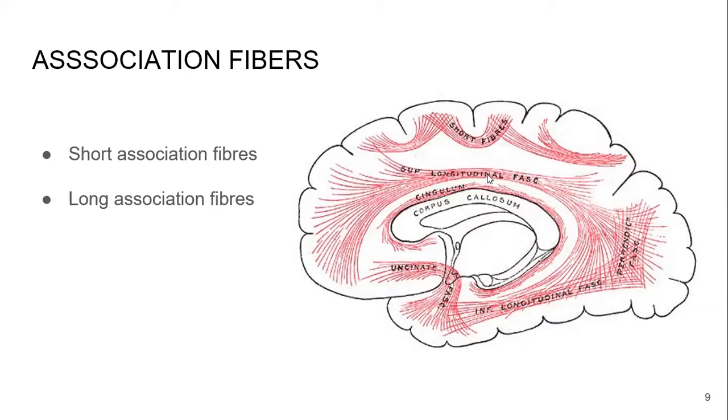Next, we have the cingulum, which is a long curved fasciculus lying within the white matter of the cingulate gyrus. It connects the frontal and parietal lobes with parahippocampal and adjacent temporal cortical regions.